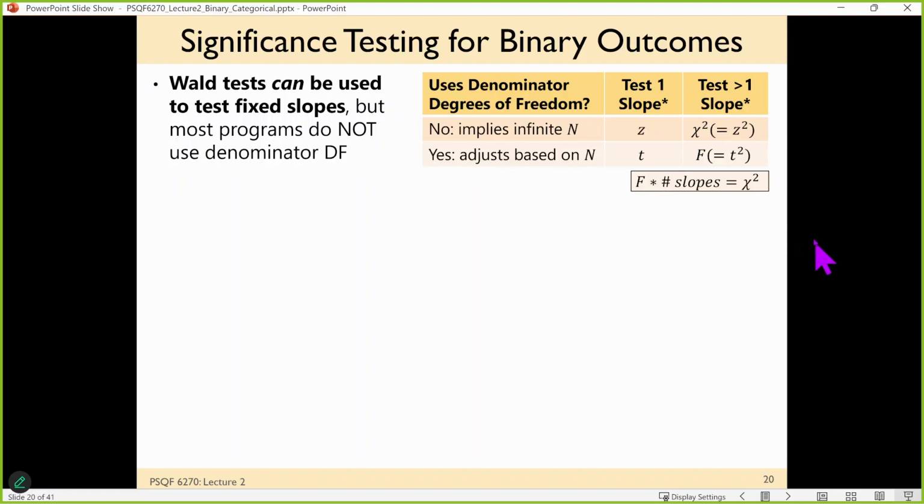So most software for generalized models does not use denominator degrees of freedom in doing hypothesis tests. So what you get then is going to look a little bit different. If you're testing one slope, estimate divided by standard error is now going to be used as a z in terms of the reference distribution that you get your p-value from. If you are testing more than one slope, then it's going to be chi-square instead. Whereas previously in linear models land for regular regression, we had t's and f's.